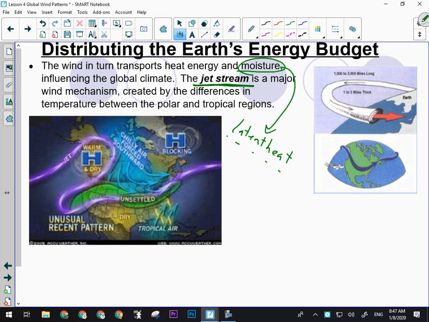So this would be an extremely unlikely scenario for the shape of the jet stream. It would very rarely ever look like this. Most of the time, it just goes across, something like this. It might be a bit serpentine sometimes.